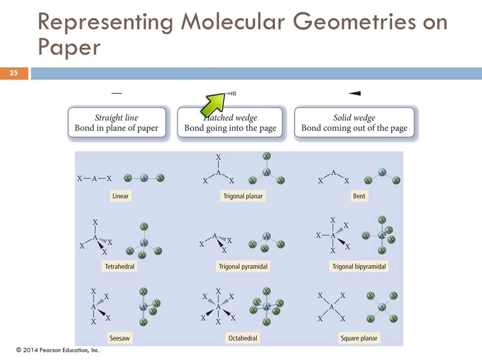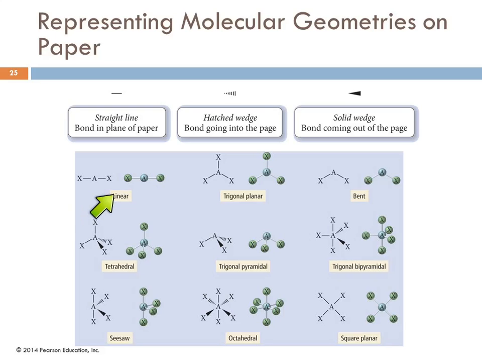If we hatch, they're eggs and they're hatching, but they're not hash browns. They're hatched wedges, okay? These little stripes on them. That is a bond that's going into the page. You can think of it as being under or behind the paper. So on the screen, the hatched wedge is behind the screen. The solid wedge is coming out towards you.